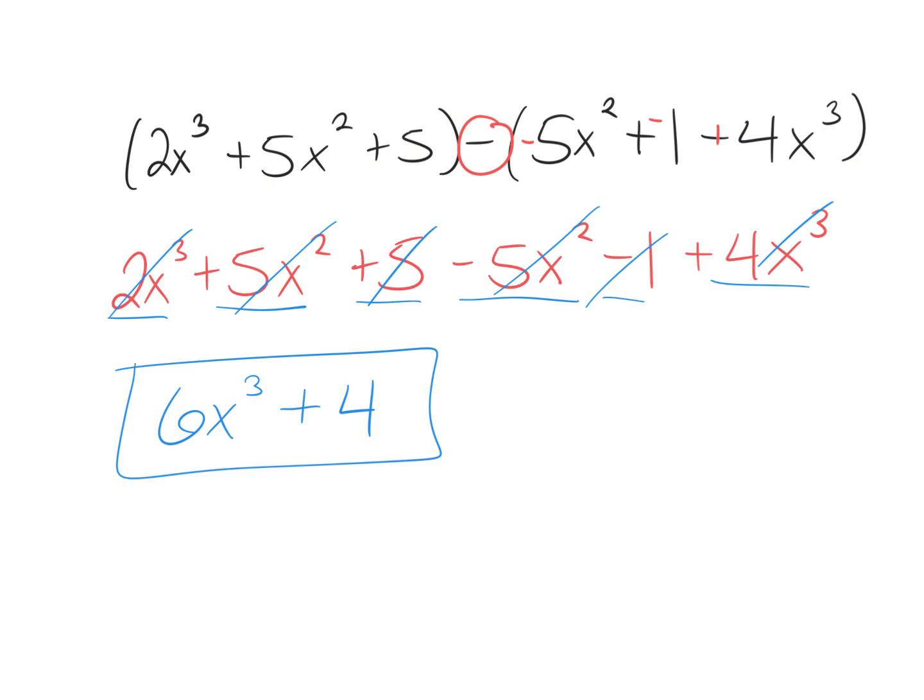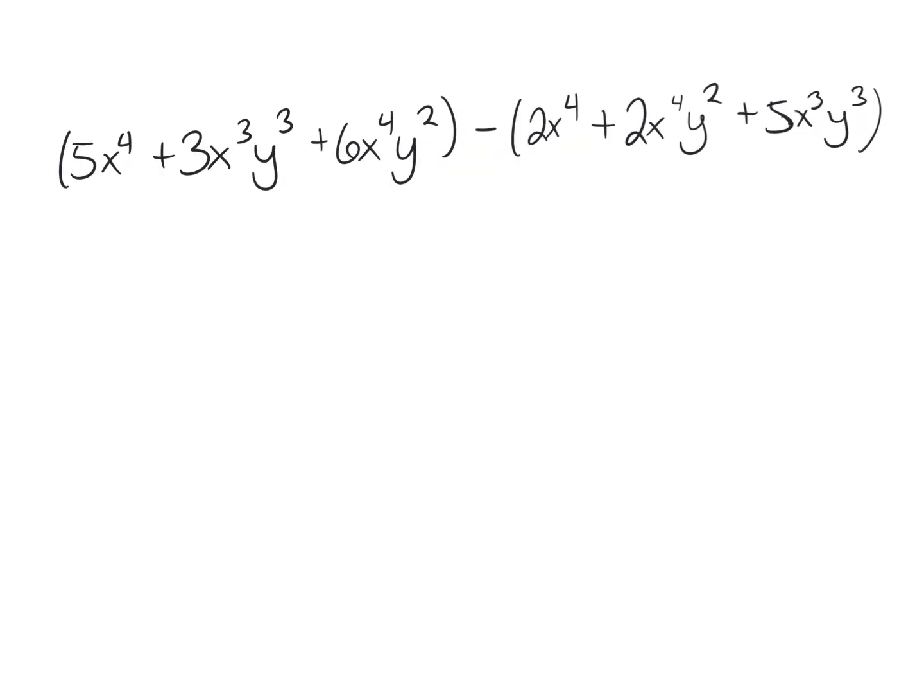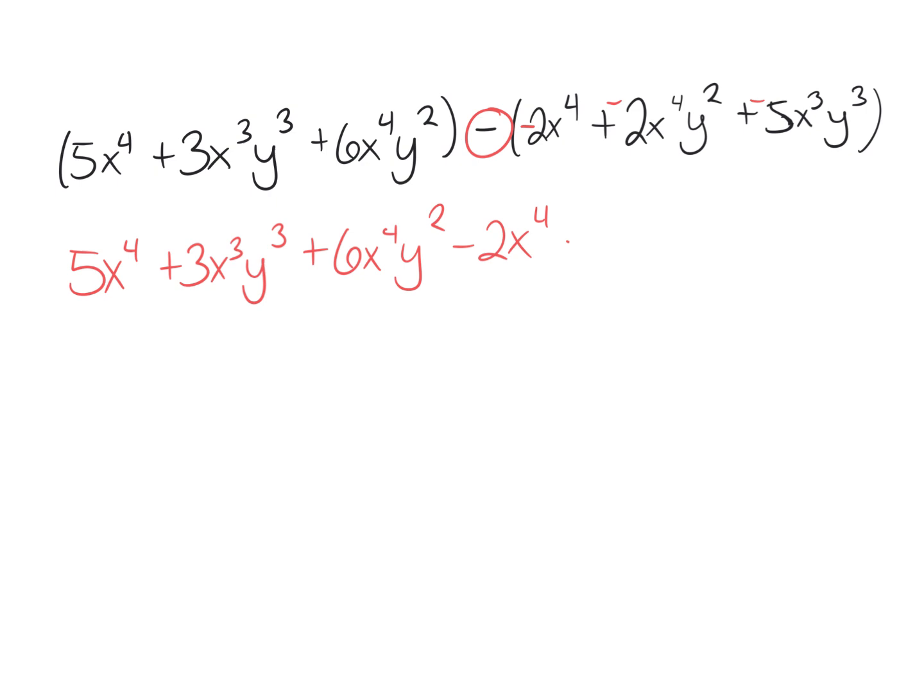What operation is happening? Subtraction. What do we need to do with subtraction? Change the signs of the second. So this turns to negative, negative, negative. Does anything happen to the first? Nope. Keep the first. Then I have minus 2x to the fourth, minus 2x to the fourth y squared, minus 5x cubed y cubed.